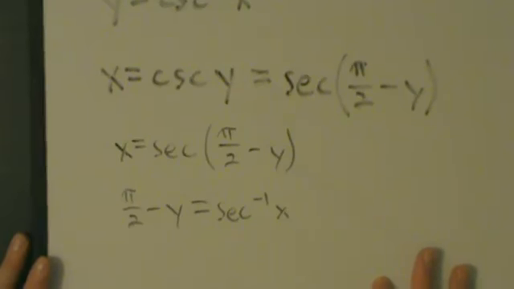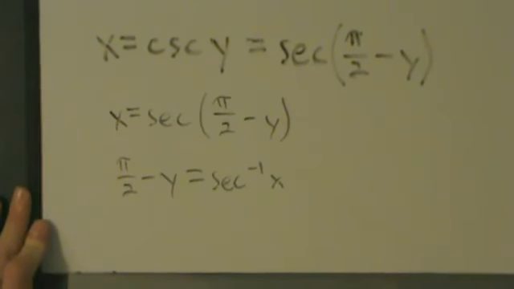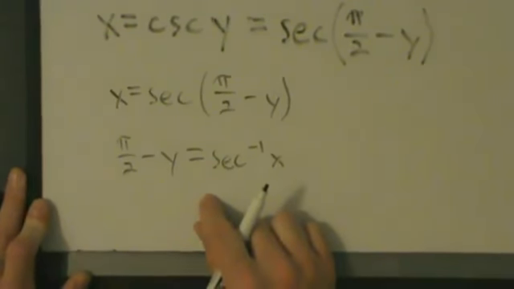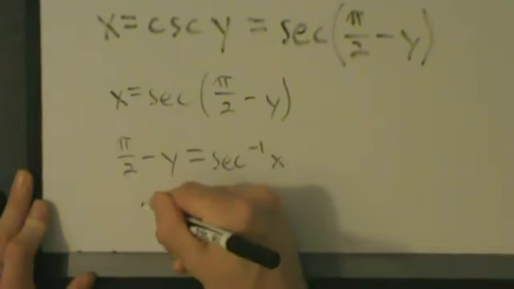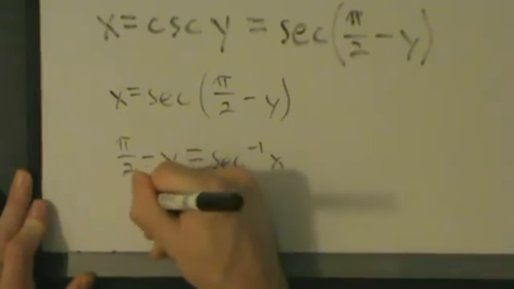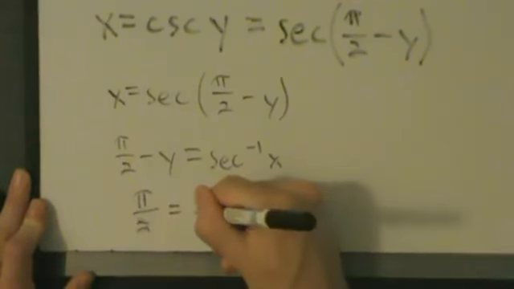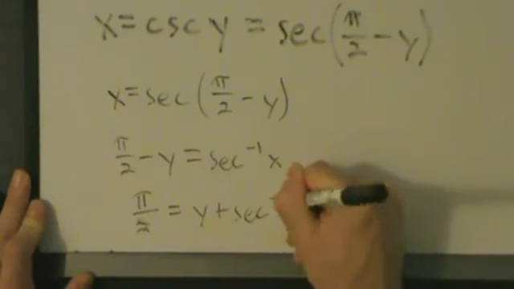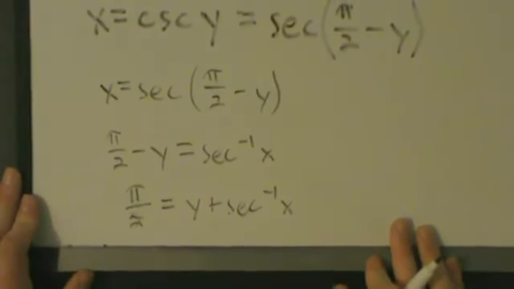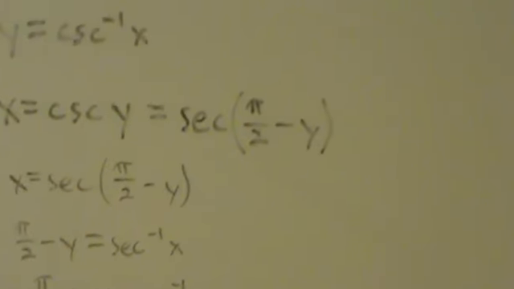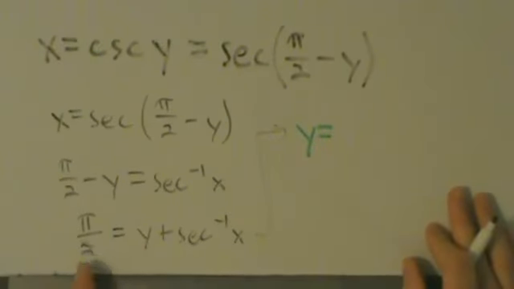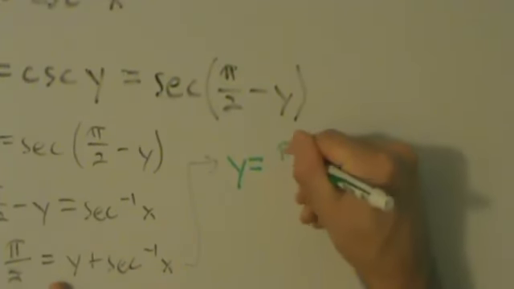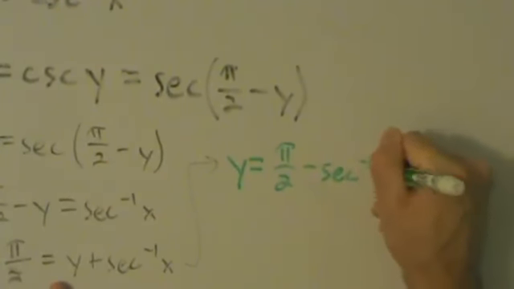So now let's subtract pi over 2 from both sides. Actually, let's do it like this. Let's add y to both sides first. Okay, so we're going to have pi over 2 equals y plus the inverse secant of x. Okay, so now we're going to subtract the inverse secant of x from both sides. So when we do that, what do we have? Let's get a new color here. We have y equals pi over 2 minus the inverse secant of x. So now we just have y by itself.